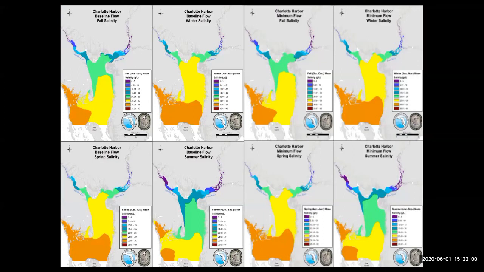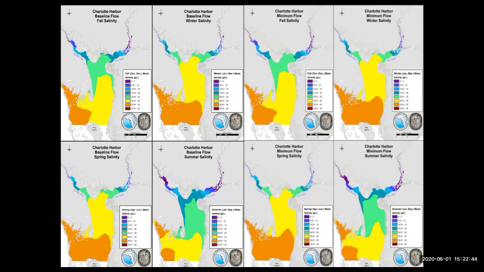Okay, so when we did that, you can see here we have seasonal salinity maps that were produced by Christy Santee. So you've got baseline flow salinity maps for fall, and then to the right of it is the baseline flow salinity map for winter, and then below that is spring and summer. And then when you look over to the right, you've got very similar maps for salinity, but they're for minimum flows. So again, you have fall, winter, spring, and summer.